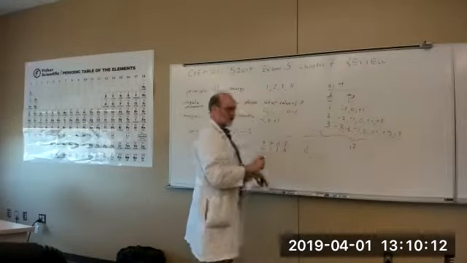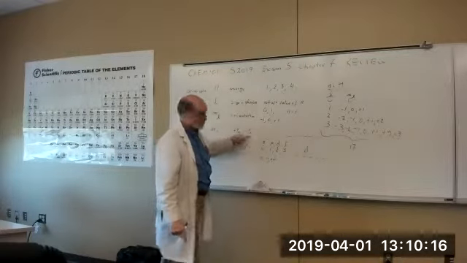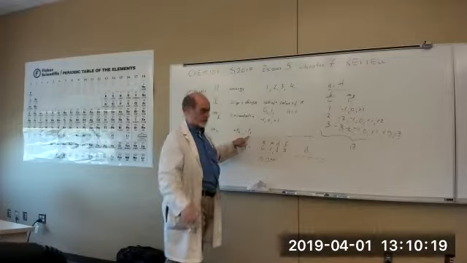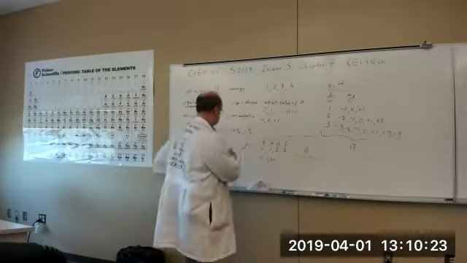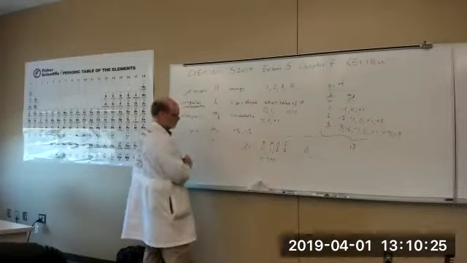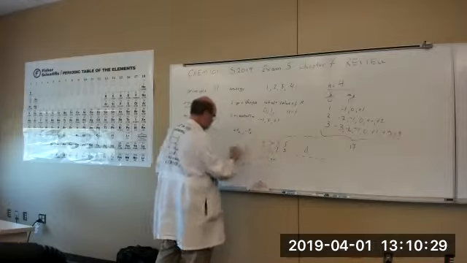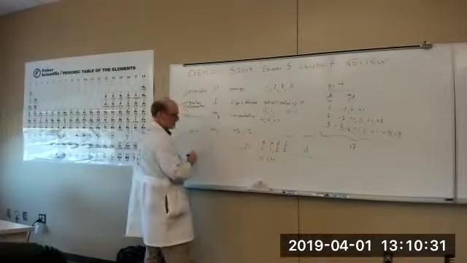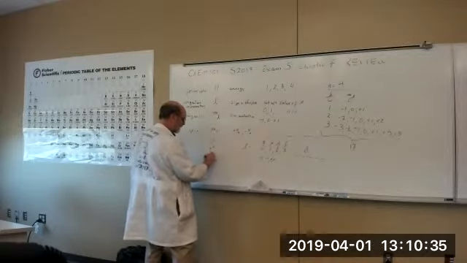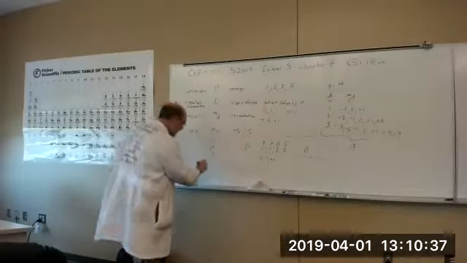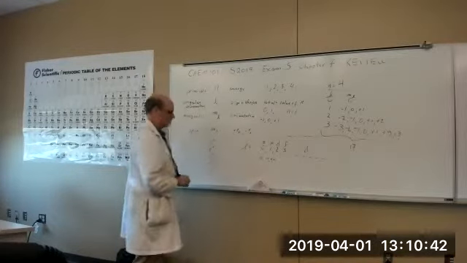Now, to each one of those levels, you can have 2 spins. That means 2 electrons. So S can only have 2 electrons, maximum. P's have 3 levels, 2 each, so they can have 6 electrons. D's, since they have 5 levels, can have 10 electrons. And F's, since they have 7 levels, can have 14.